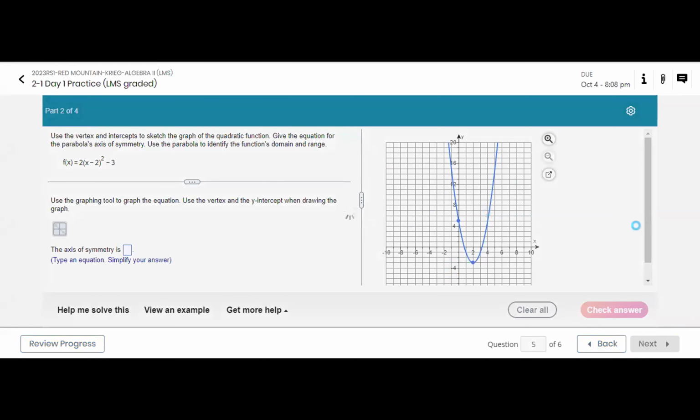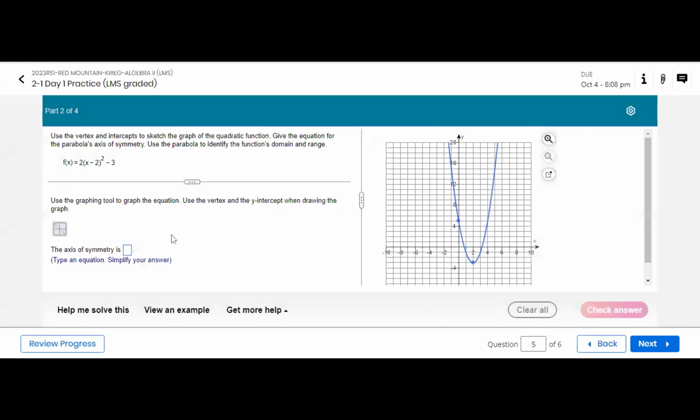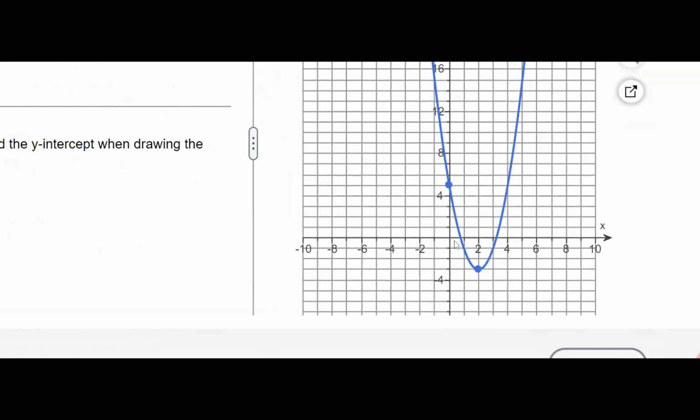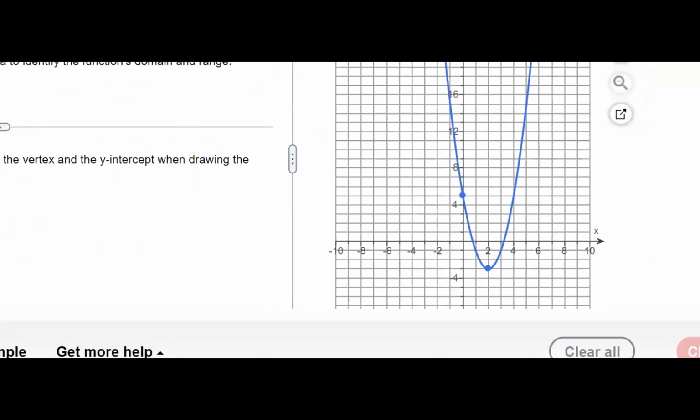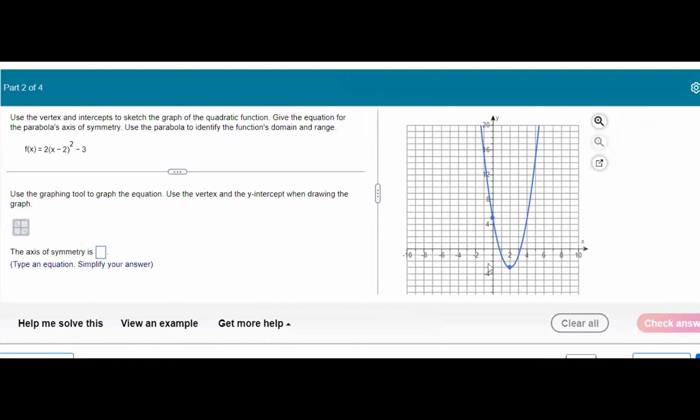Axis of symmetry we can do, unless you don't want to do that. You hit no, and then you can go back. It's the x coordinate of the vertex, but it's an equation. It's x equals whatever the x coordinate is there. So what's the x value there where that dot is? How much to the right is it? 2. Yeah, so it's x equals 2.